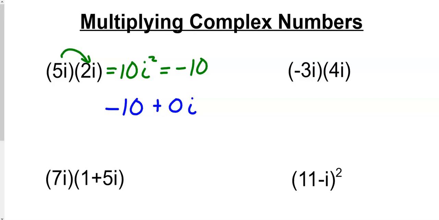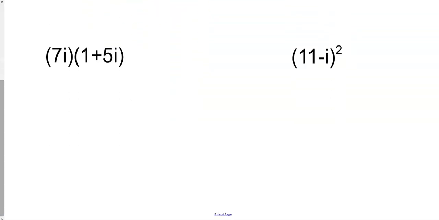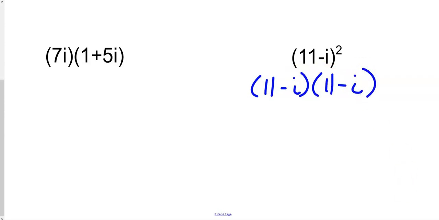And we keep talking about this in class. It means you have 2 of those parentheses. So you have 11 minus i times 11 minus i. Okay? It means you have 2 of those. So what they really want you to do, you guessed it, they want you to FOIL. So you're going to do first, outer, inner, last.